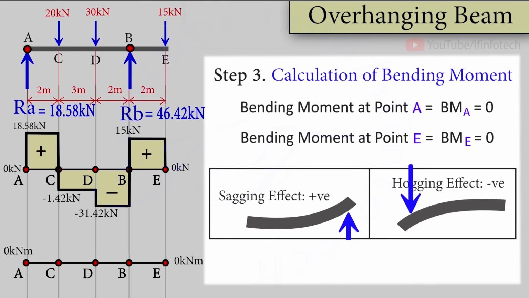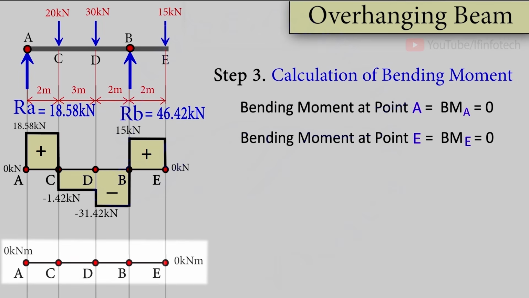Now in case of bending moment calculation, our sign convention is that for sagging effect of the beam, we treat it as positive, and for hogging effect of the beam, we treat it as negative. So for the bending moment diagram, here I draw a horizontal reference line of bending moment 0 kN, and I mark point A and point E whose bending moment value is 0 kN.